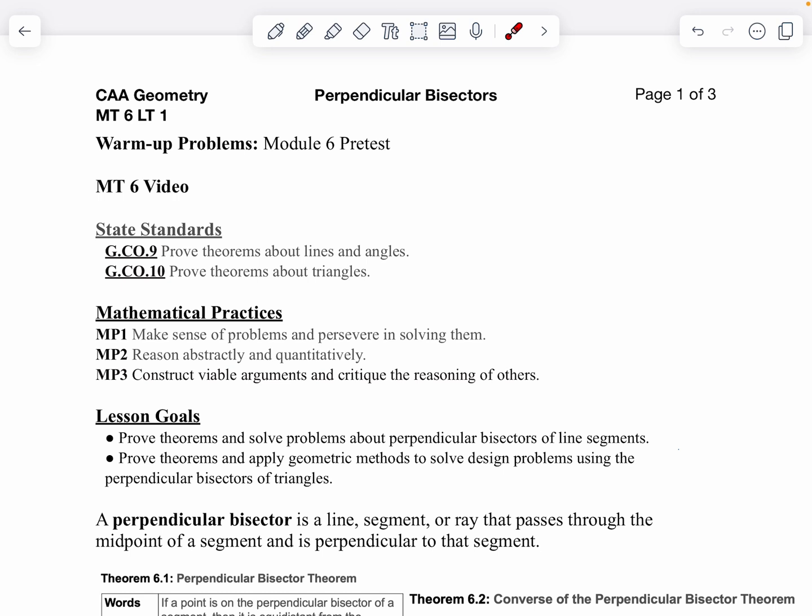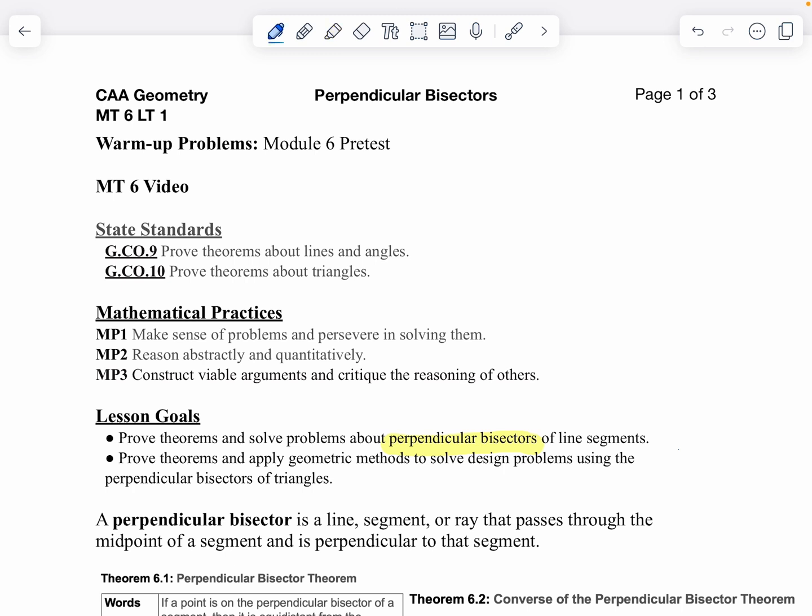The state standards, notice once again, we're going to prove theorems about lines and angles, and theorems about triangles. What we're going to concentrate on is making sense of problems, reasoning abstractly and quantitatively, and constructing viable arguments. The actual material is proving theorems and solving problems about perpendicular bisectors of a line segment. In other words, we have to know what a perpendicular bisector is to do this. We're also going to prove theorems and apply methods to solve design problems using the perpendicular bisectors of a triangle.